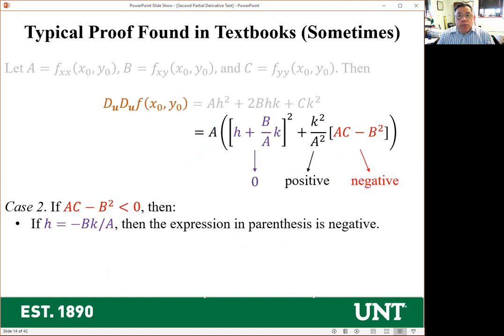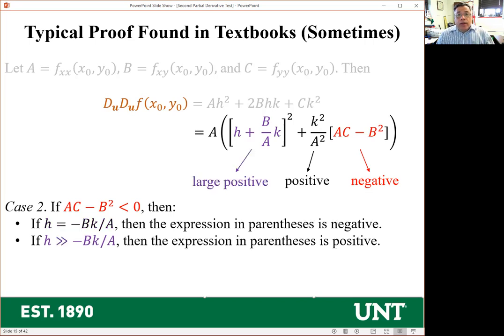Suppose that h is equal to negative b times k over a. Then the term in purple is equal to 0, and so therefore the expression in the parentheses is going to be a positive times a negative, and therefore must be negative. On the other hand, suppose I take a different direction where h is much larger than k. Then if k is small and h is large, I'm going to get a large positive times a negative, and the result inside the parentheses will be positive.